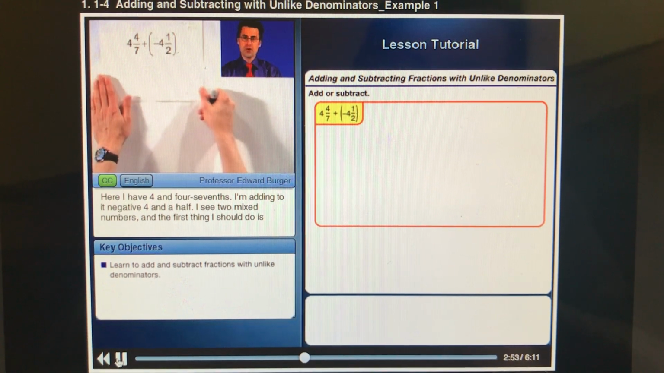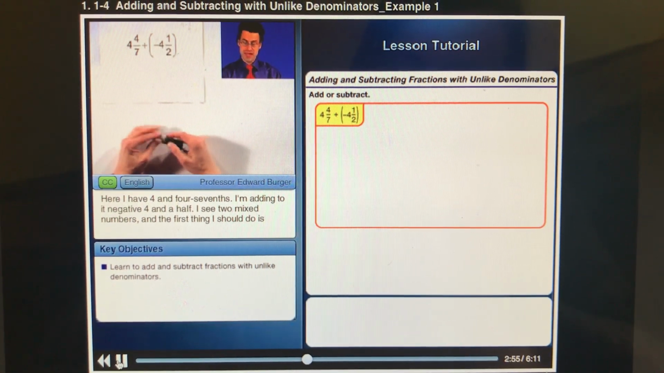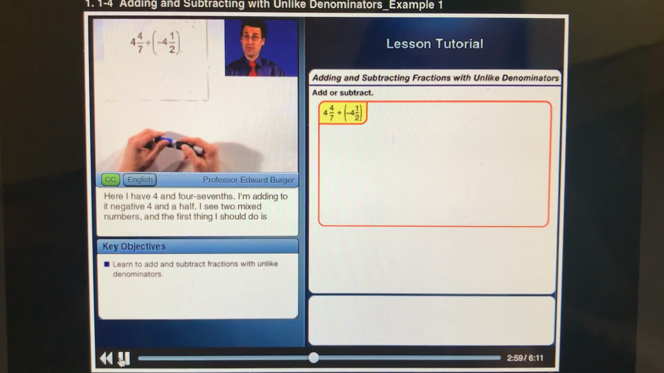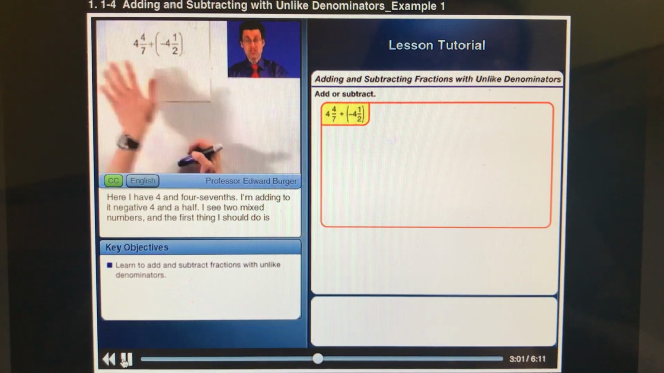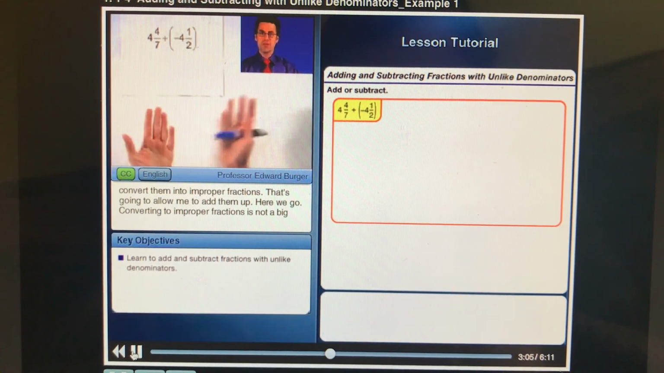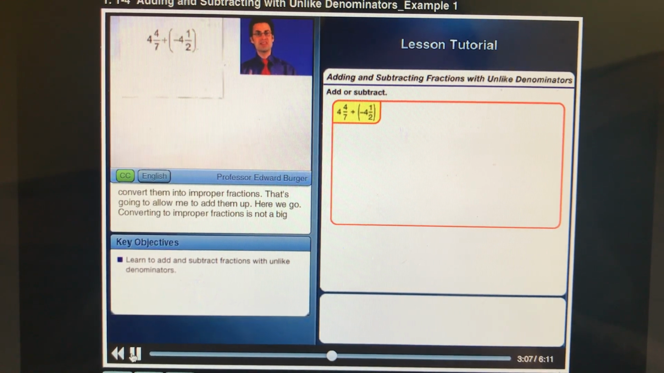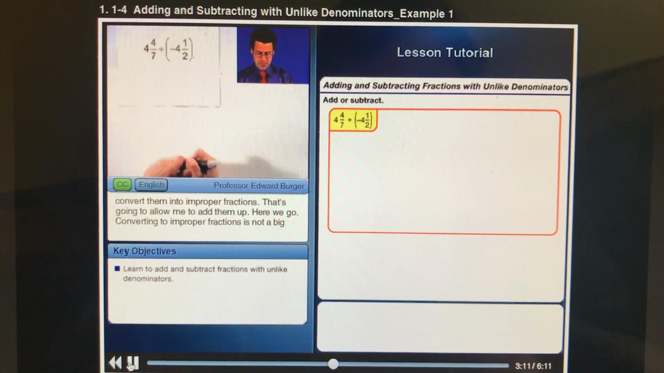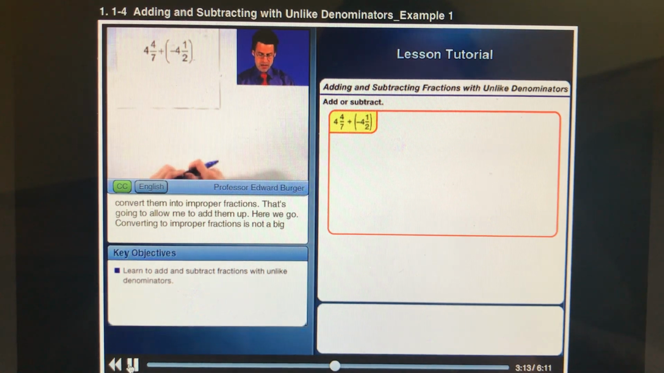Here I have 4 and 4/7, and I'm adding to it negative 4 and a half. Well, I see two mixed numbers, so the first thing I should do is to convert them into improper fractions, and that's going to allow me to add them up. So, here we go. Converting to improper fractions, not a big deal.